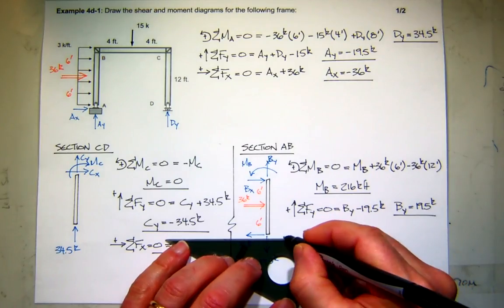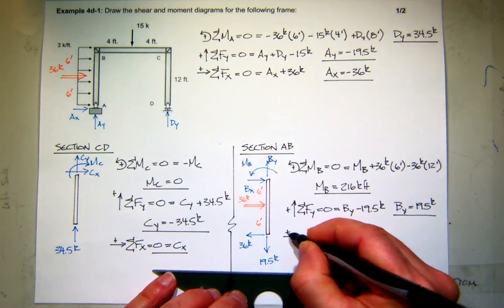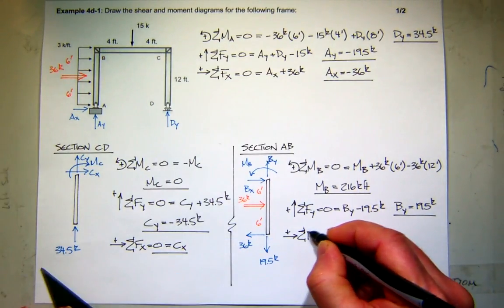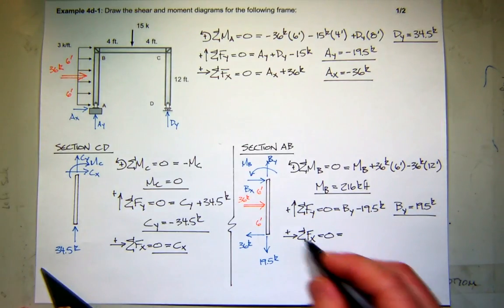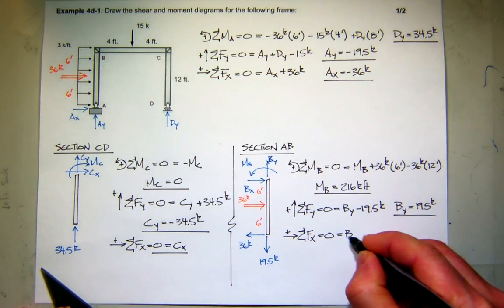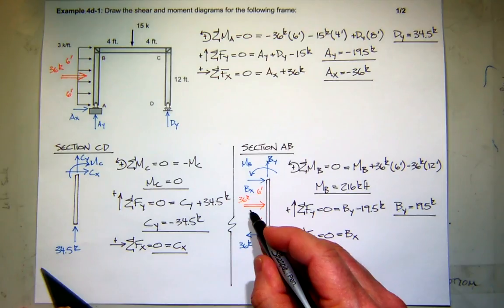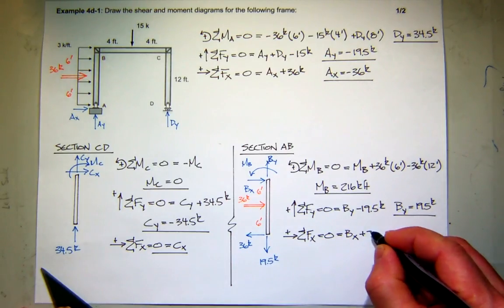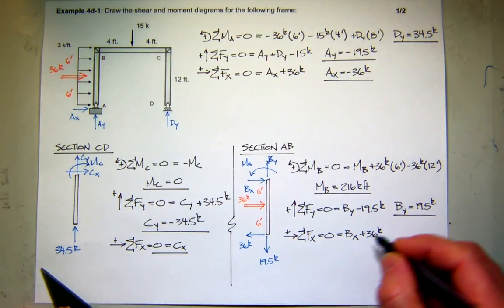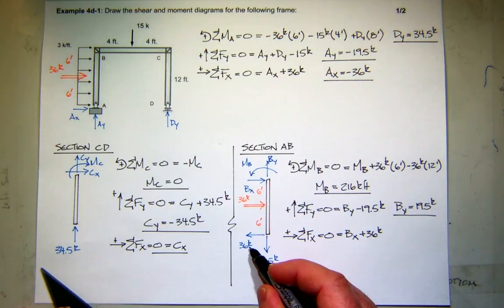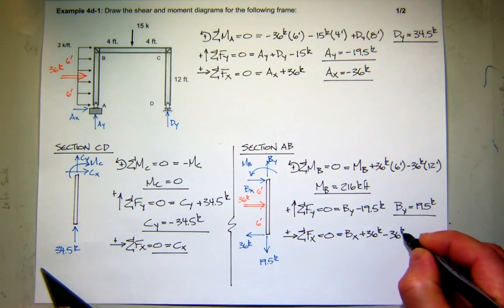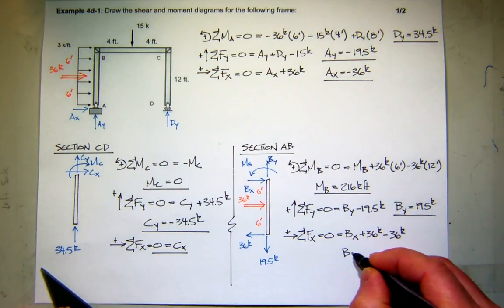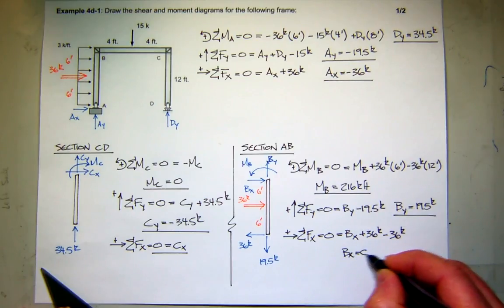One that is important to us is the x direction forces. So if I sum those, what do I have? I've got Bx to the right, so that's positive. I've got 36 also to the right, that's positive. And I've got this reaction force to the left, that's negative. So what's Bx equal to? Looks like it's 0.